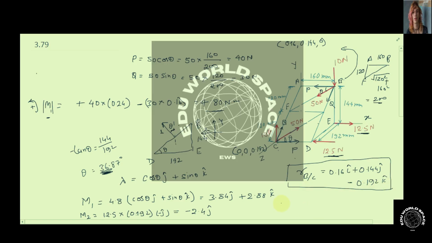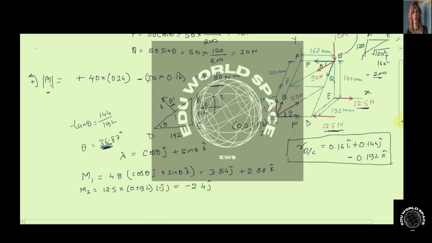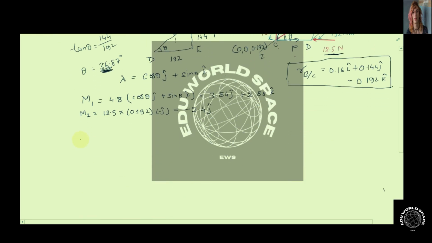Now to calculate moment about point C, let's say we are going to find the value M3. This will be the position vector of point B with respect to C cross multiplied by the force acting there, which is 10 Newton downward. So this is minus 10 j cap. We put the value of the r vector, 0.16 i cap plus 0.144 j cap minus 0.192 k cap, cross multiplied with minus 10 j cap.